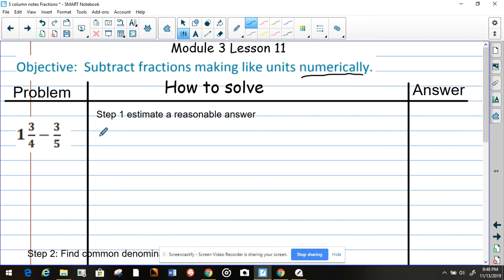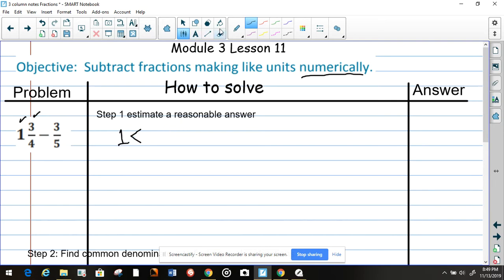If we look at the numbers here, this is a 1, and this is close to 1, so this is about 2. And if we subtract a number that is smaller, 3/5 is smaller than 3/4, so our answer is probably going to be between 1 and 1.5. But let's do the estimation. So the answer is going to be, let's say, greater than 1.